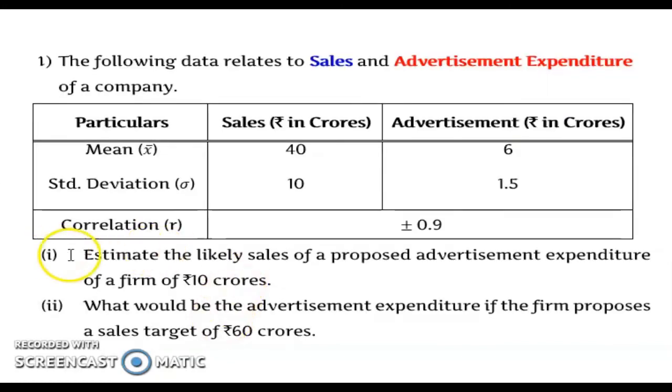So the first question was: estimate the likely sales of a proposed advertisement expenditure of a firm of rupees crores. What we need to estimate is the likely sales. How we have represented sales: we have represented sales as x.